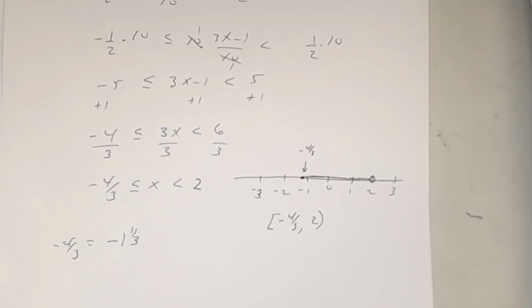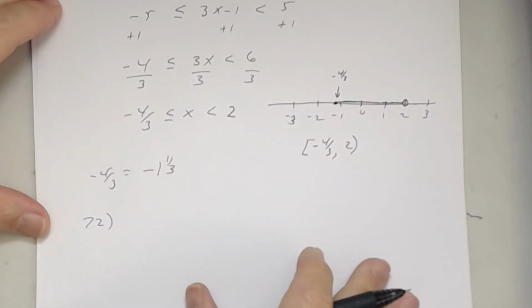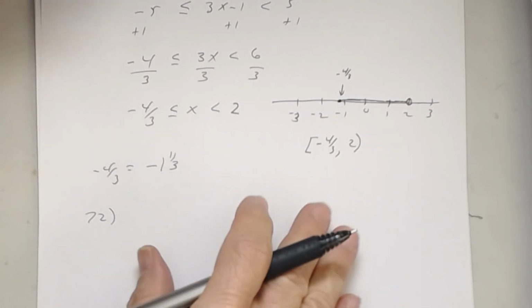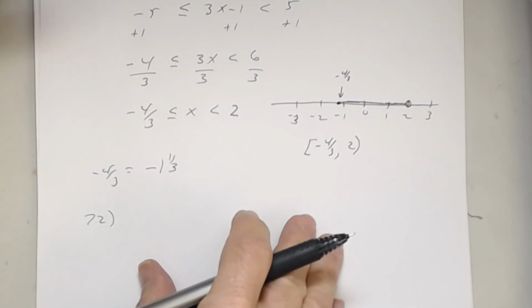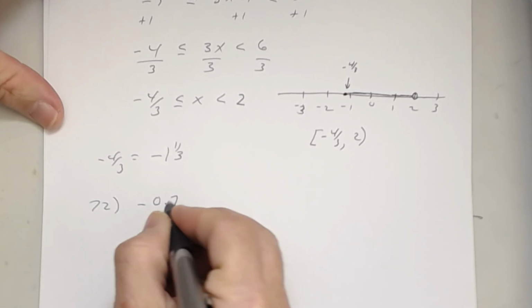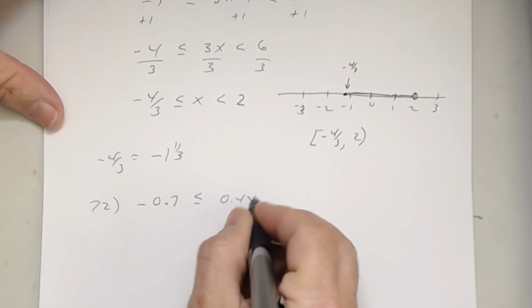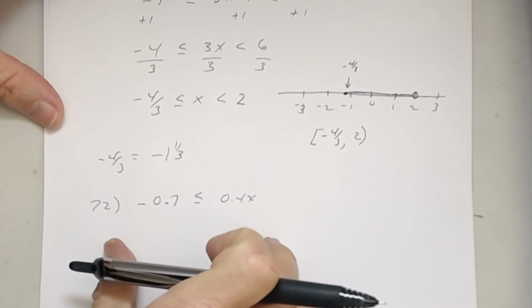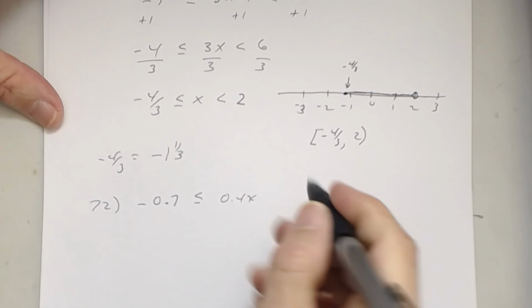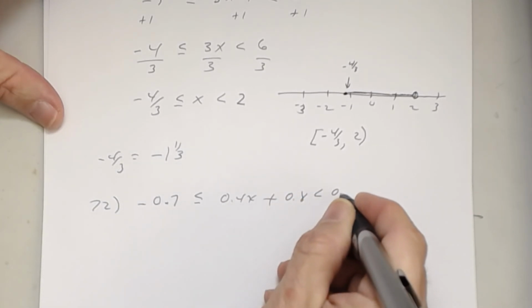So for example, number 72. When you do MyMathLab, make sure you have these problems in front of you. On the worksheet, I didn't put any with decimals, but on MyMathLab there is one. Okay.